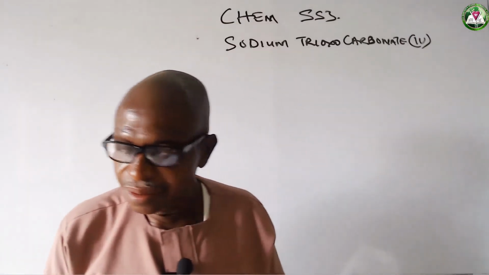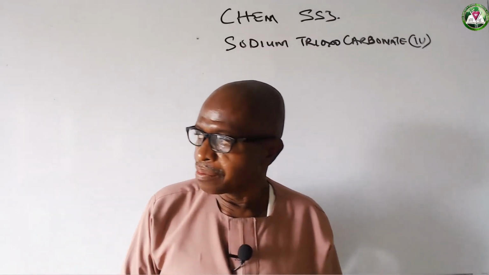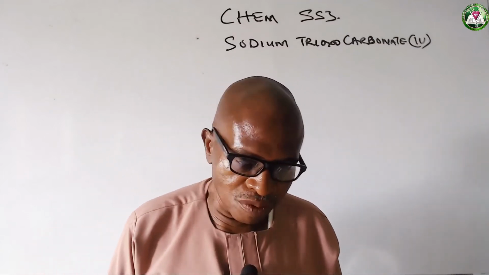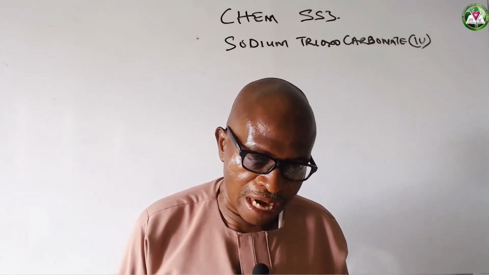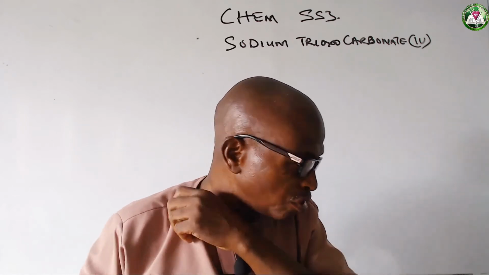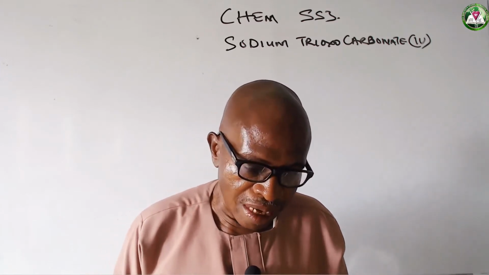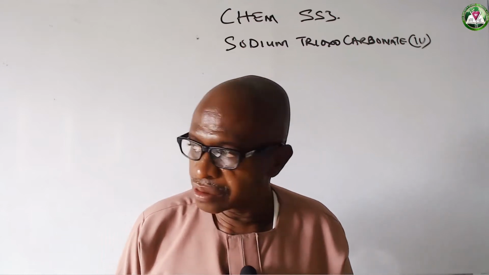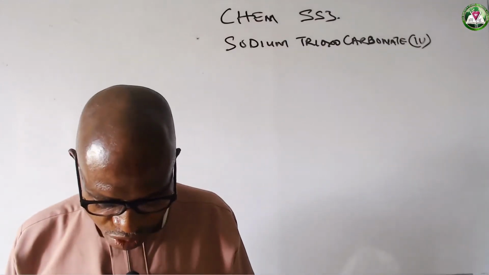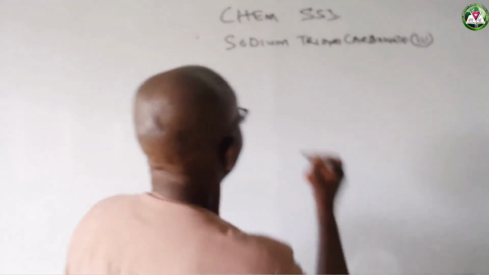Our last lesson, or for some time now, we've been studying metals and their compounds, and we are still on sodium. In the last lesson we studied sodium hydroxide. We saw the methods used in producing sodium hydroxide, the Gossage method and the electrolytic method. We talked about some of the uses of sodium hydroxide. Today we'll be looking at sodium trioxocarbonate 4.